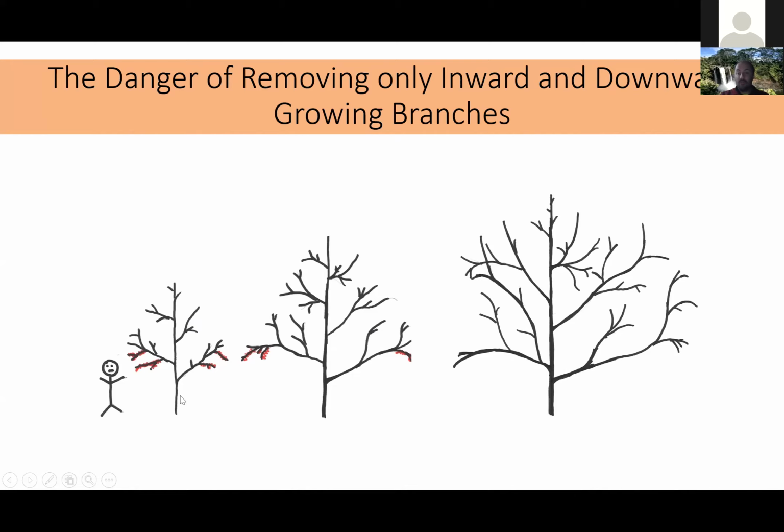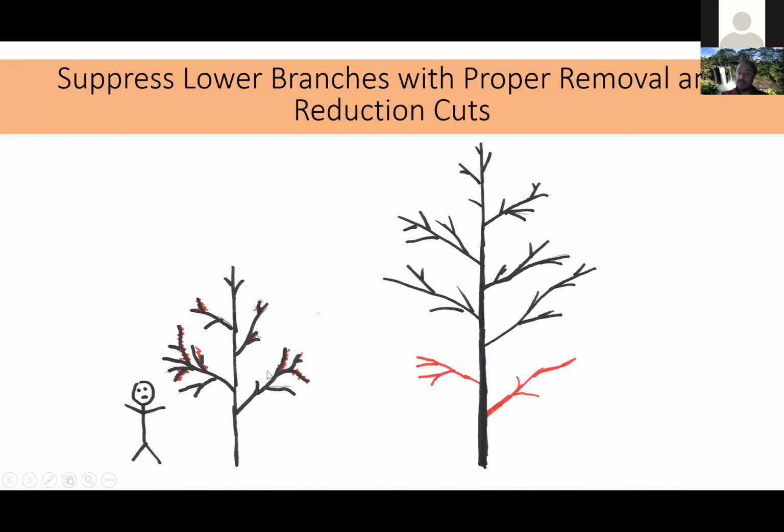So instead, we would say when the tree is young, suppress those lower branches, and then eventually remove them. Remove them before they get large, or keep them small with pruning and then remove them when it's appropriate, and you can still maintain the correct live crown ratio.